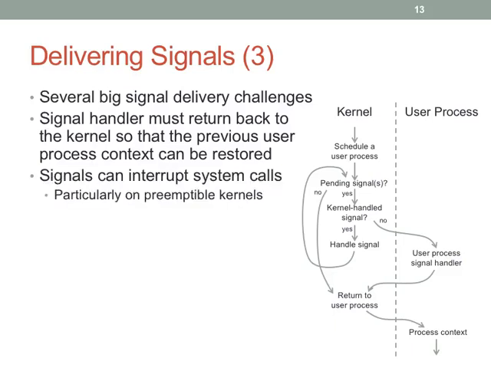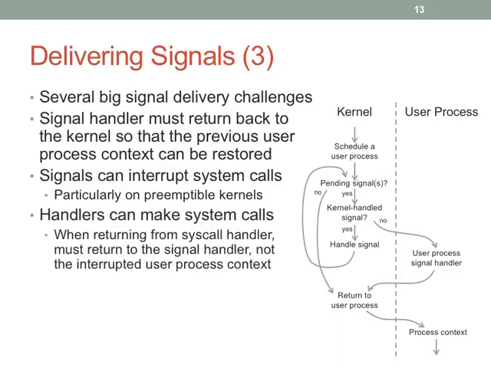Signals can interrupt system calls. If I have a preemptible kernel and I'm in the middle of a read or a write, a signal can come in while that read is blocked or while data is being moved, and that signal will interrupt that system call. Some system calls specify that when interrupts occur during that system call, they need to return EINTR, or minus EINTR. So somehow the system call has to find out that the signal happened.